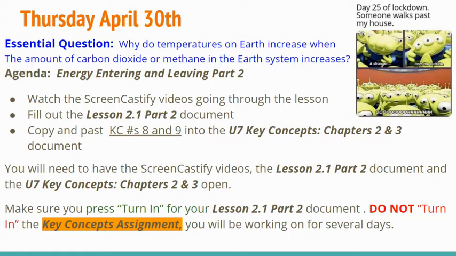Make sure you press turn in for your lesson 2.1 part 2 document. Do not turn in the key concepts assignment. You will be working on that for several days.